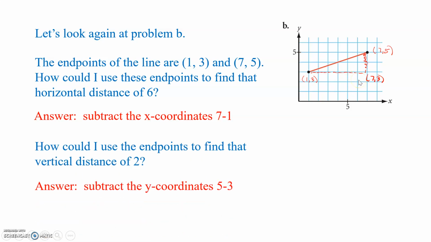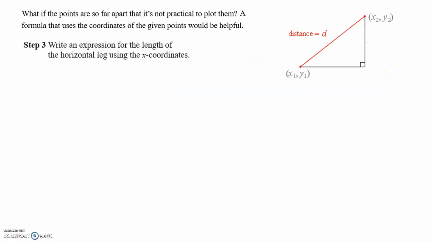And then how can you tell the vertical distance? Well, this vertical distance is this, so it's 7, 5, and this one is 7, 3. So the distance between 7, 5 and 7, 3 is just 5 minus 3, the y value is subtracted. So the horizontal distance is where the x value is subtracted, and the vertical distance is where the y values are subtracted. So that's what this is saying.